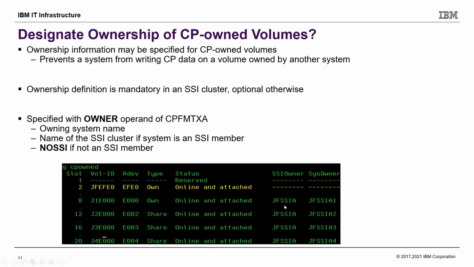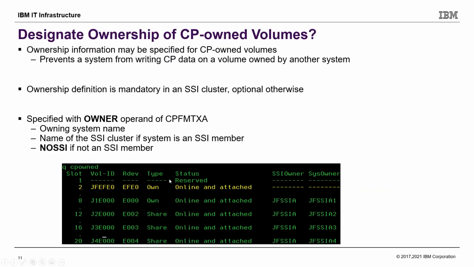So this is an SSI cluster, and this is the name of the cluster. These are the owners, the owning members of the volume. Even though those volumes are online to this system and this member, you can see that they're actually owned by other members. So while I have access to those volumes, only the specified owners can actually update those volumes.